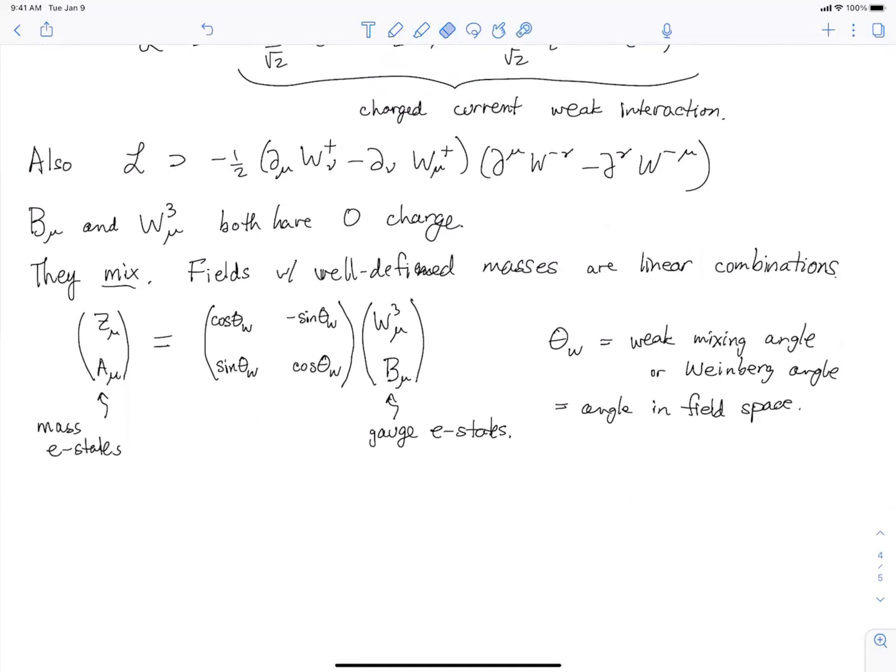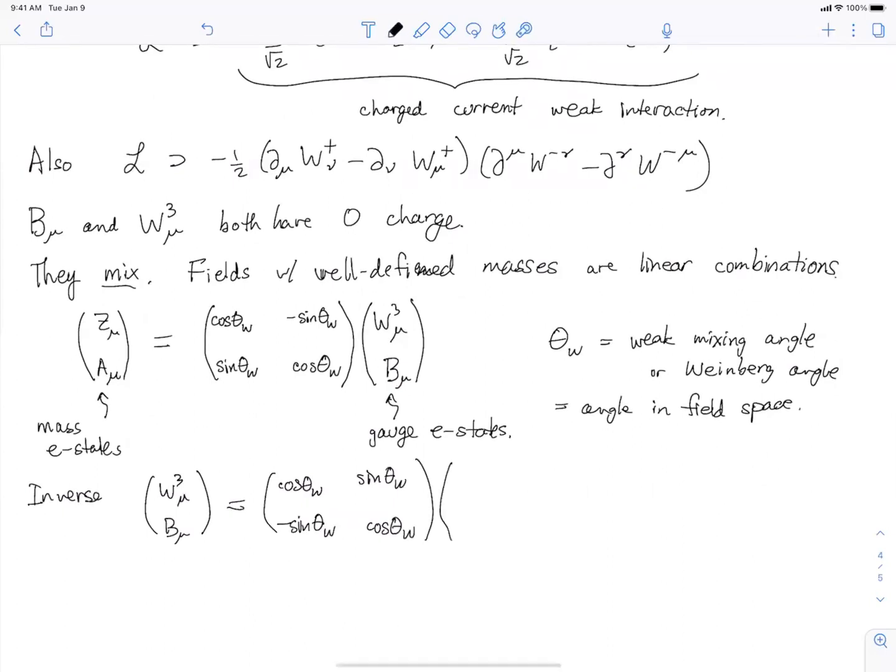So you can do the inverse of this transformation, of this change of basis, which just says W3 mu, B mu, if you invert it, is cosine theta W, sine theta W, minus sine theta W, cosine theta W, times Z mu and A mu.